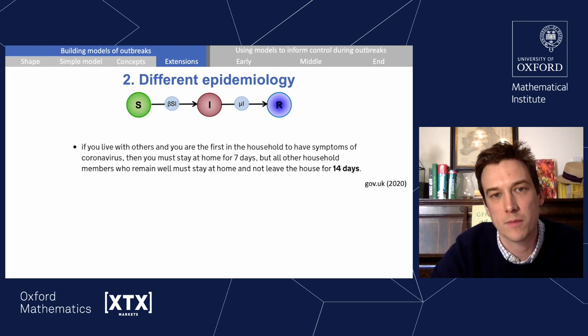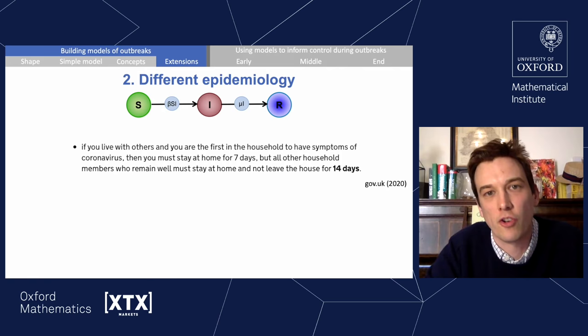Okay. Another thing you can do to extend the basic SIR model is include all sorts of different infectious disease epidemiology. I'm going to talk about one particular example in the context of some of the current government guidance for COVID-19. The current guidance is that if you live with others and you're the first in your household to have symptoms of a coronavirus infection, then you should stay at home for 7 days. All the other members of your household, on the other hand, must stay at home for 14 days.